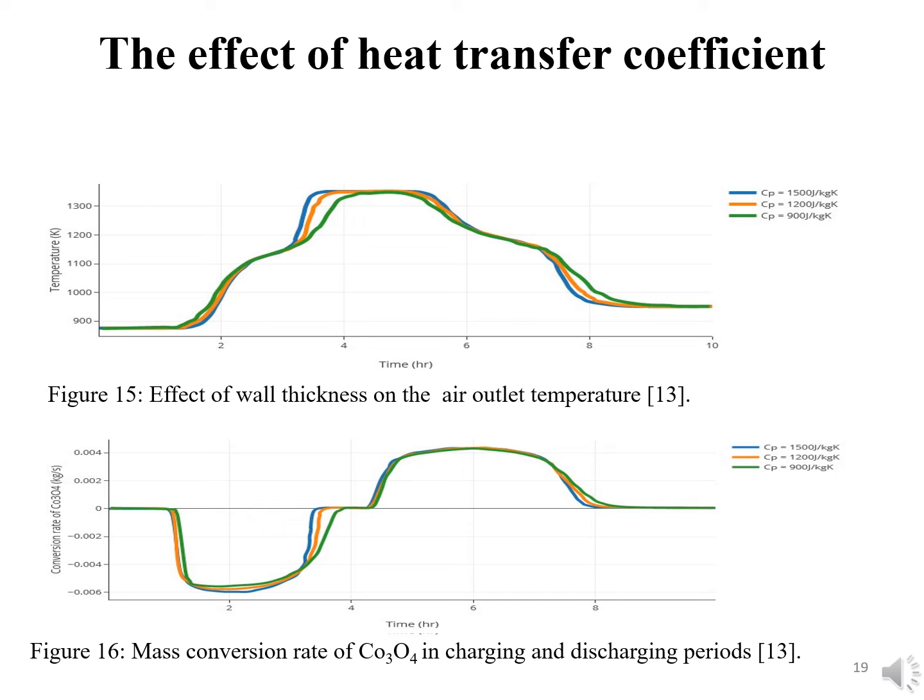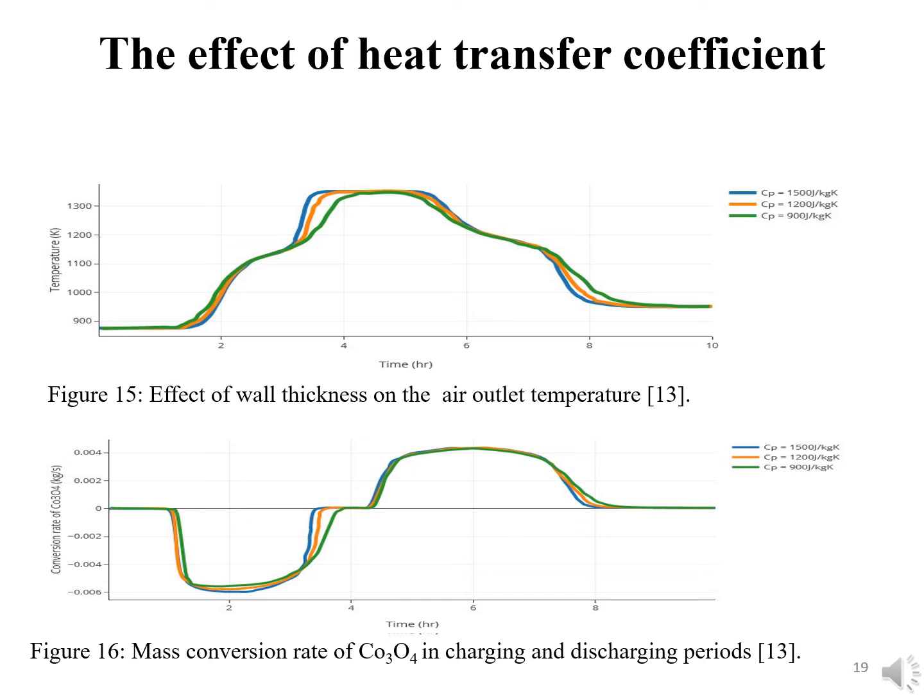The first graph shows the influence of different wall thickness of the channels on air outlet temperature. When the inner diameter of the channel is fixed, during the charging process, air outlet temperature changes more gradually and reaches a lower peak value for larger wall thickness. Air temperature reaches up to 1350 Kelvin within 4 hours for 0.001 meter thickness wall and up to 1300 Kelvin for 0.004 meter thickness wall. The second graph shows the mass conversion rate of cobalt oxide in charging and discharging process.